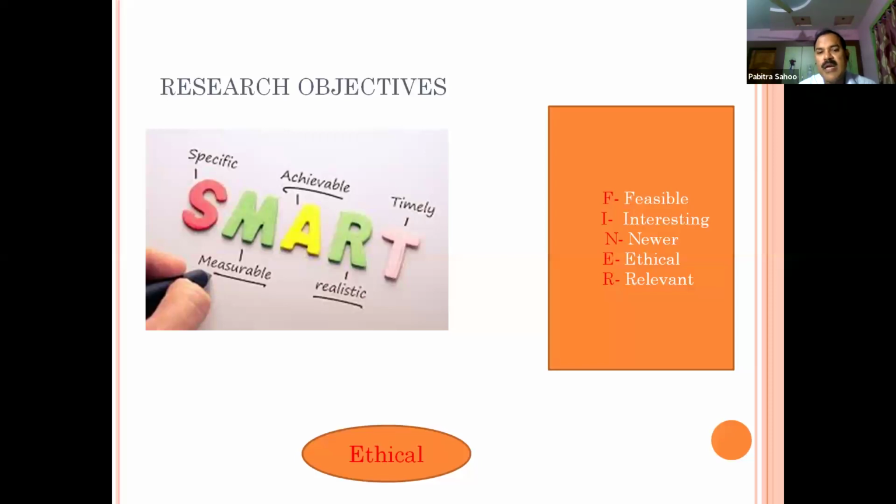One more thing added to SMART is the ethical part. In another way, briefly, for medical research publication, it must be feasible and interesting. It can be newer; it needs to be innovative. But if you keep the old concept and present it in an interesting way, it also can be published. It must be ethical, so you should not harm your subjects, and it should be relevant. So the term is SMART, extended to FINER for research purposes.